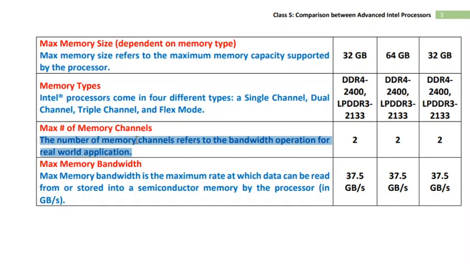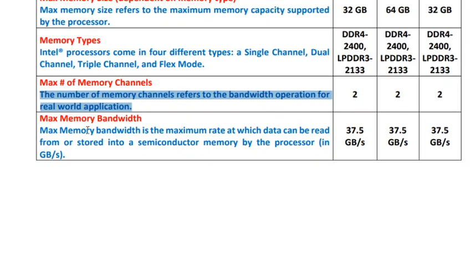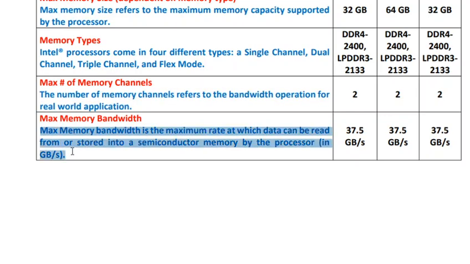Now, max memory bandwidth is the maximum rate at which data can be read from or stored into semiconductor memory by the processor. Again, I'll repeat it: max memory bandwidth is the maximum rate at which data can be read from or stored in a semiconductor memory by the processor.